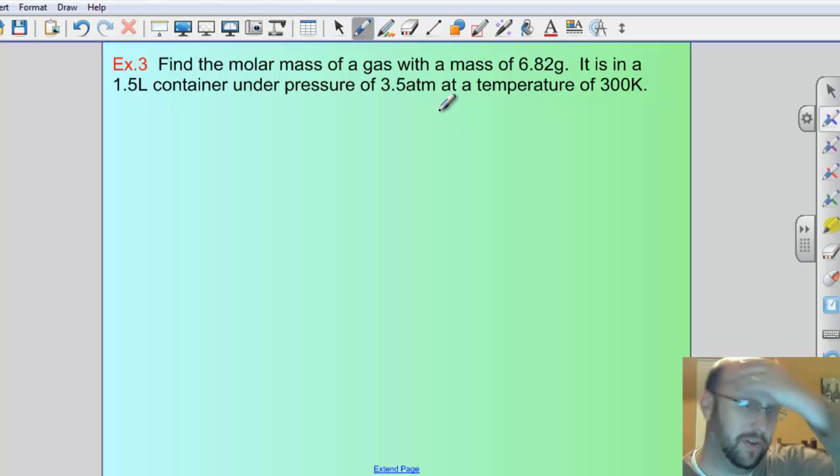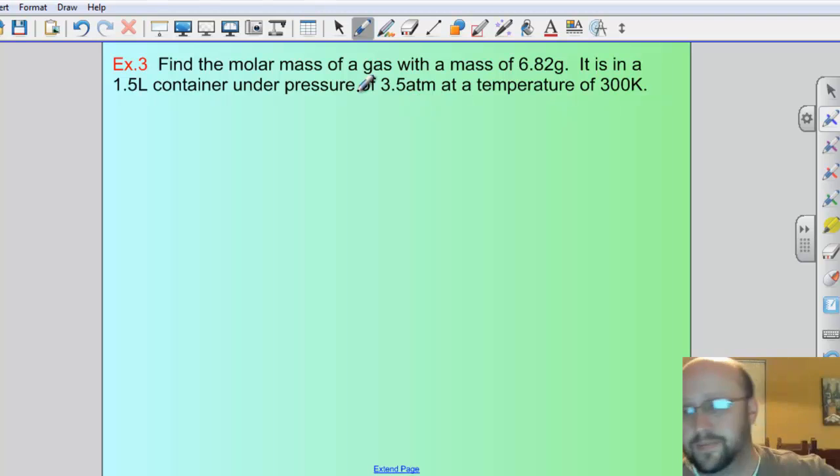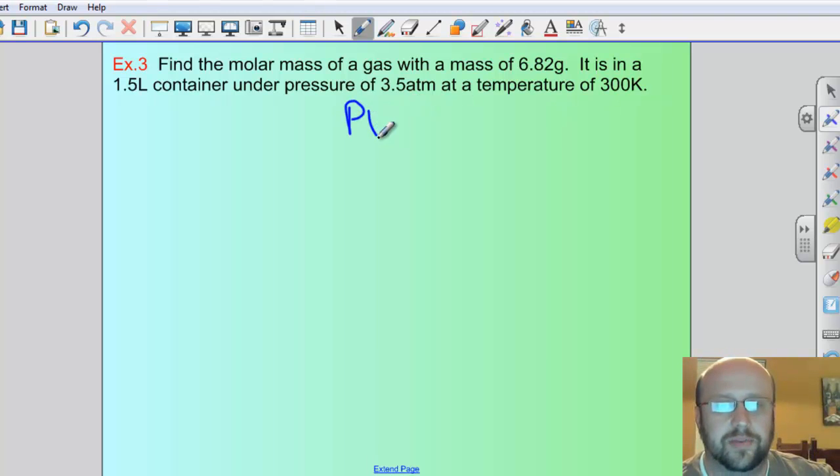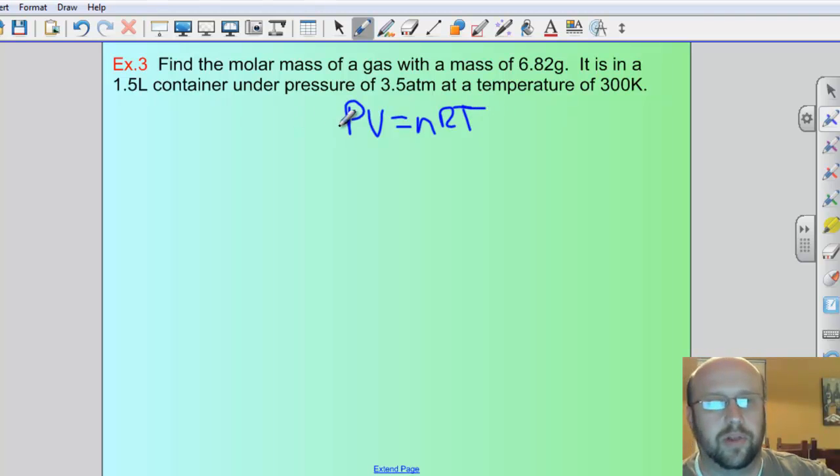Now, let me give you a little hint. To be honest, you don't even have to use the special formulas. You could plug this into PV equals nRT. You could plug in your volume, your R, your T, your pressure, all of which is given to you, and solve for n, which would give you moles. You would then take this 6.82 grams and divide it by whatever your n was. That's all the whole formula is.